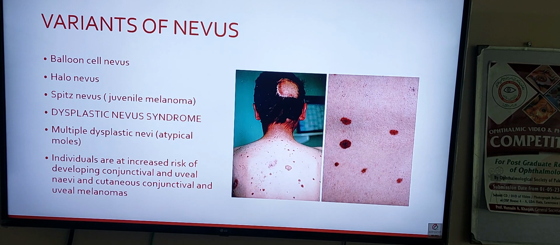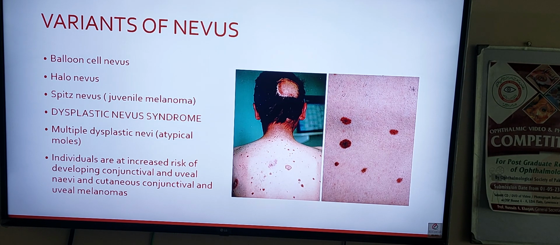Then we have different variants of the nevus: the balloon cell nevus, the halo nevus, and the Spitz nevus. The dysplastic nevus syndrome is important, and it is characterized by multiple dysplastic nevi, which are known as atypical moles spread throughout the body. For labeling it as dysplastic nevus syndrome, there should be multiple irregularly shaped nevi with different coloration. They are not uniform, and the size should be greater than 6 millimeters.